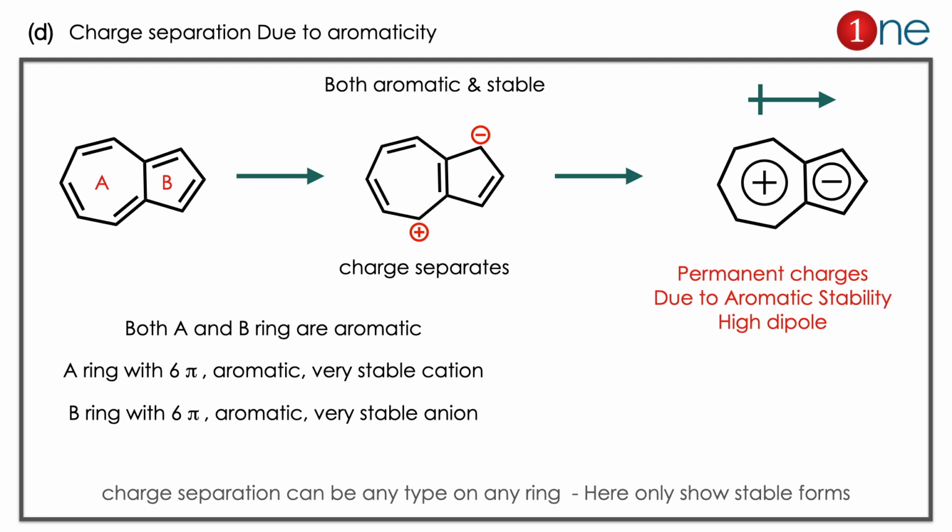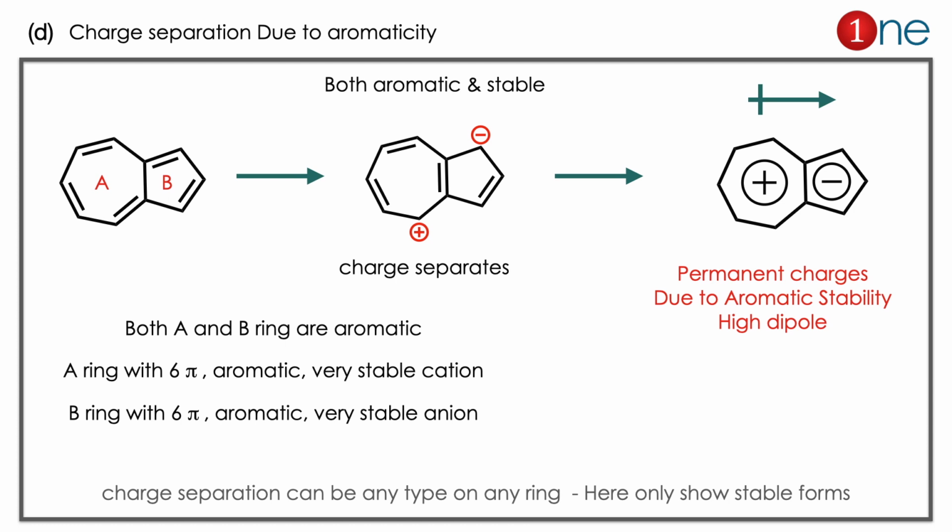Here is the charge separation due to aromaticity. Let us analyze why. Here the structures A and B are there. You can create aromaticity in both rings there. By moving the electron, you can have A ring cation, B ring anion. This anion and cation are very stable due to aromaticity.